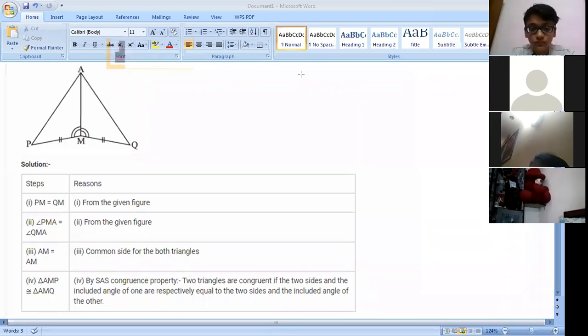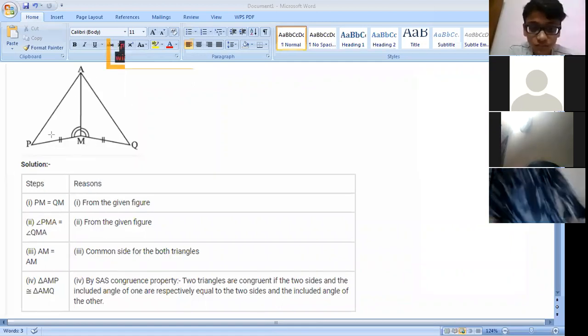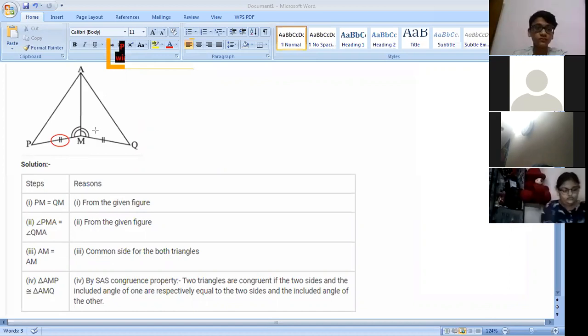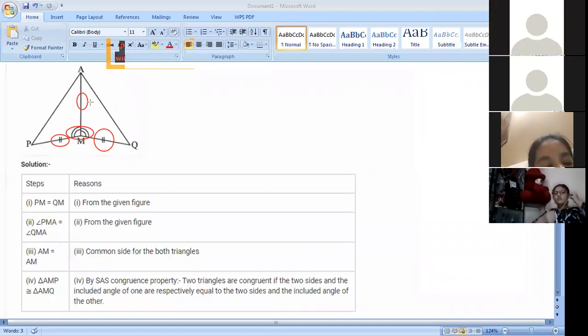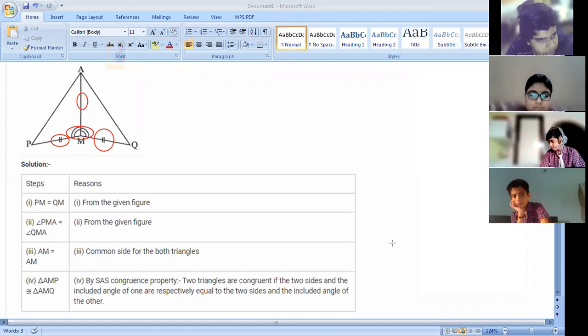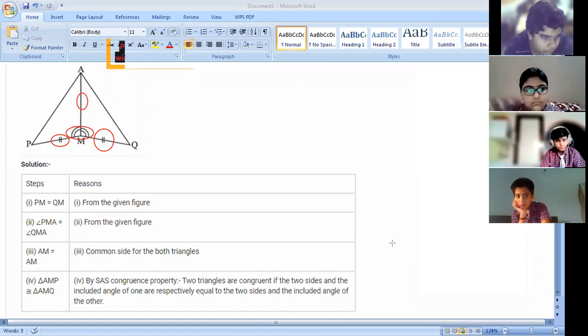Next is triangle AMP is congruent to triangle AMQ. See, first of all, this side was equal in both the triangles. Secondly, this angle was equal in both the triangles. Third, this side was common in both the triangles. So using side, angle, side congruence criteria, triangle AMP is congruent with triangle AMQ using SAS congruence criteria.